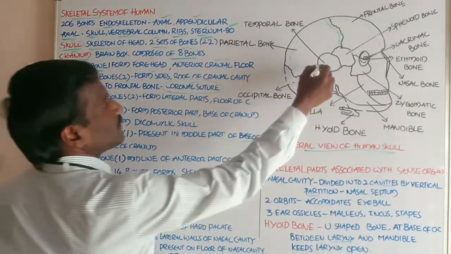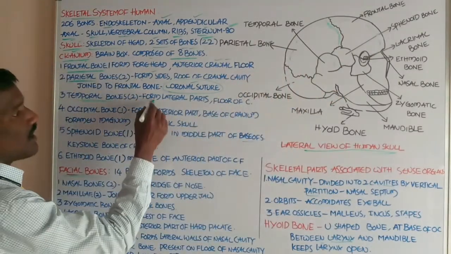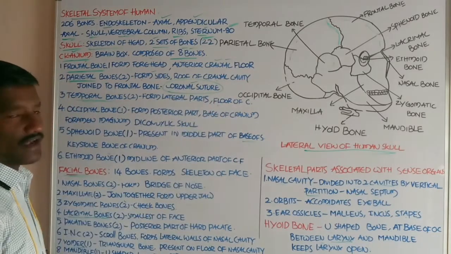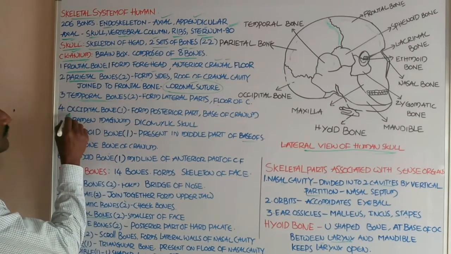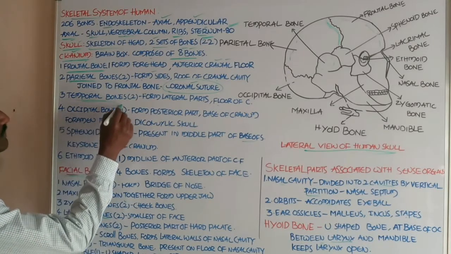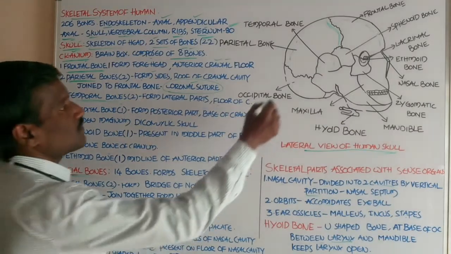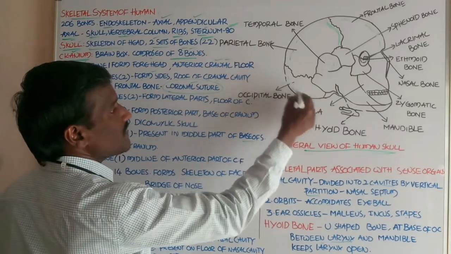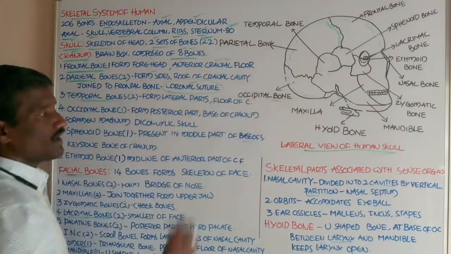Temporal bones. These are 2 in number, and form the lateral parts and floor of the cranium. Next, the fourth one, the occipital bone, 1 in number. The occipital bone forms the posterior part and the base of the cranium.